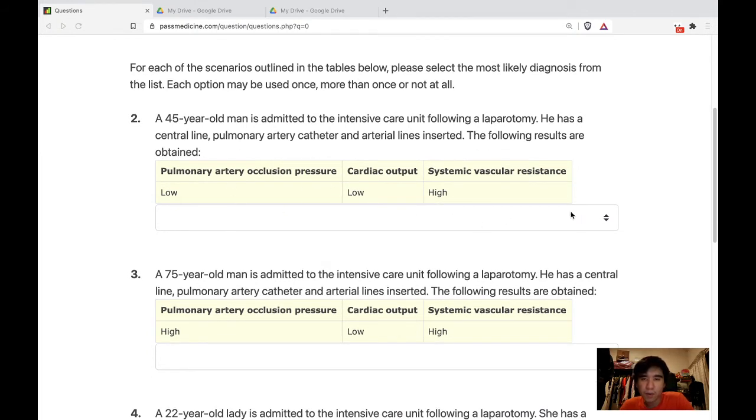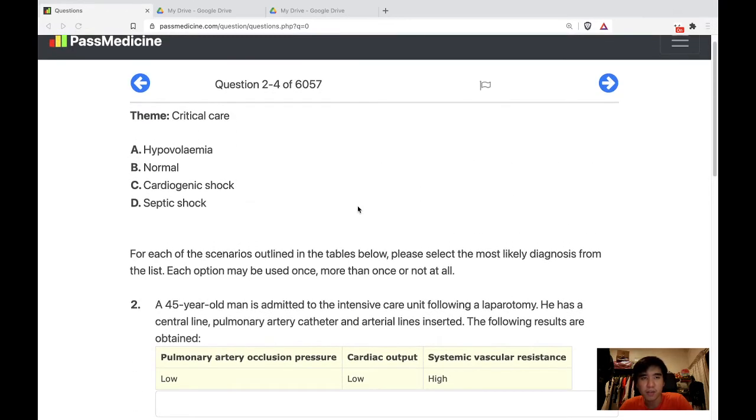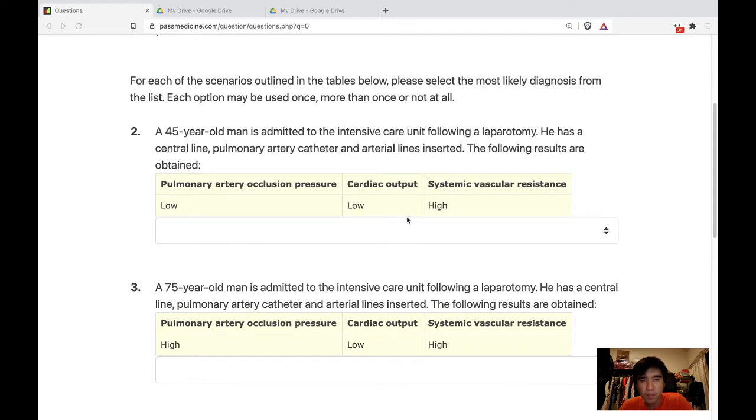Let's look at the objective results and try and interpret what shock he's having here. So pulmonary artery occlusion pressure. Where is this pressure? Cardiac output is low, so it's unlikely to be hypovolemic, right? Wait, hypovolemic, because there's low volume, cardiac output will be low as well. Systemic vascular resistance is high, which means it's not a septic shock. It's probably compensating, maybe for the hypovolemia.